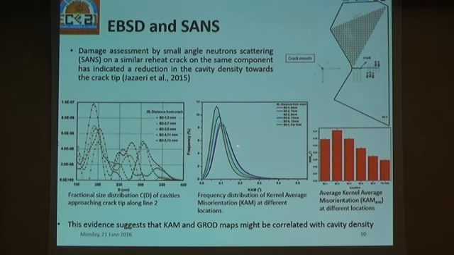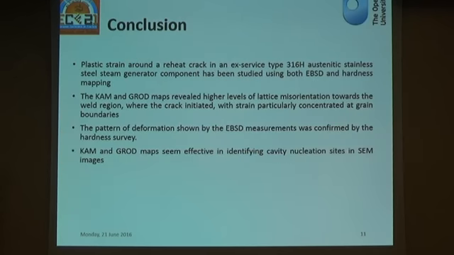The more the curve shifts towards the right, it means that there are more cavities, and you can see that the cavity location 2,5, which is the far end, comes closer to the lower end. So from this evidence, it suggests that the EBSD misorientation maps, KAM and GROD, might be correlated with the cavity densities. So that concludes my results.